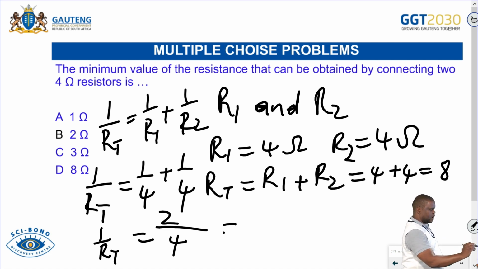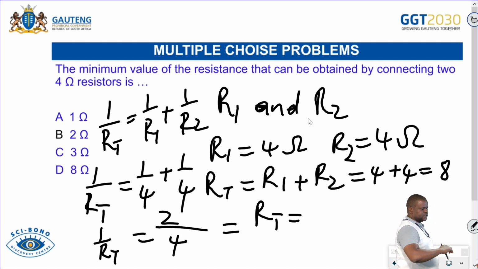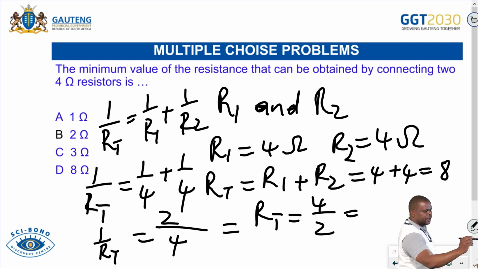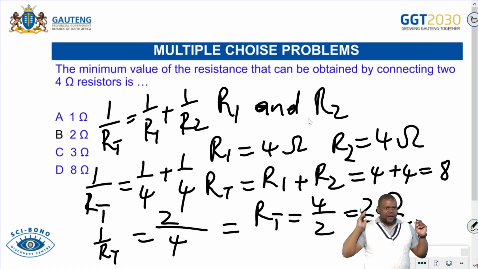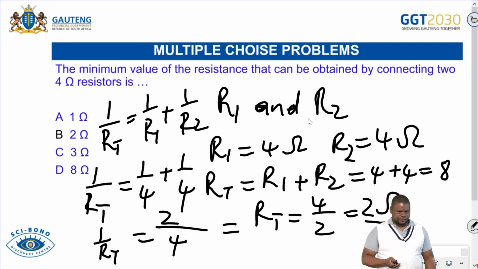Then which is going to give us what? When we make RT the subject of the formula, then that means we'll be having what? 4 over 2. Then it gave us what? 2 ohms. That is the lowest resistance that we can get when we combine two resistors that are both 4 ohms. Are we still okay, grade 11s?